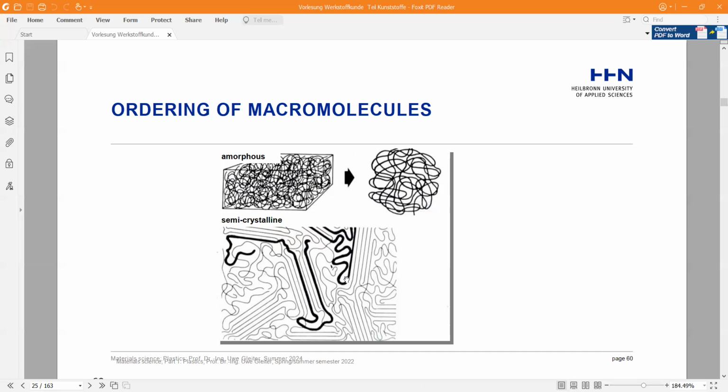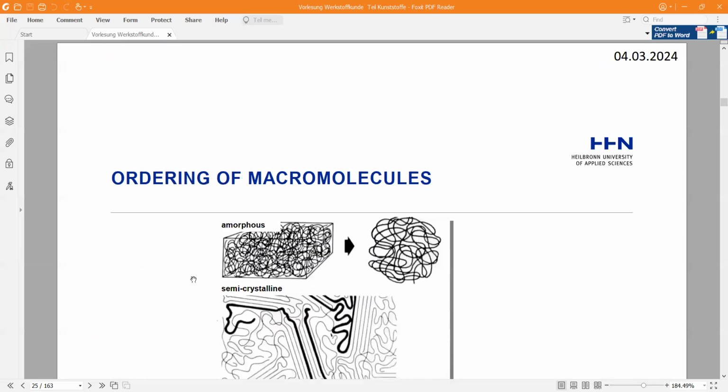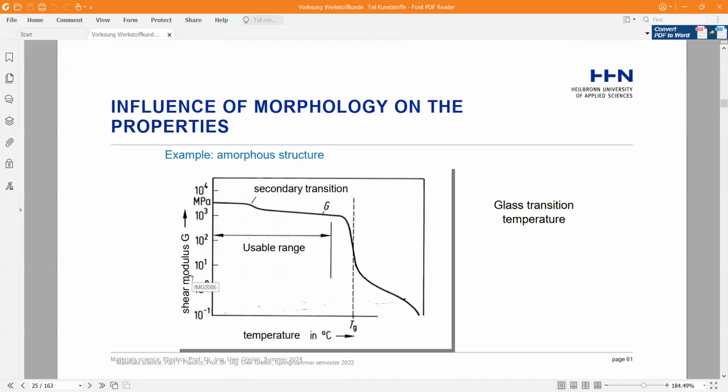Semi-crystalline, so it's a combination of those, showing lots of morphology of those properties.